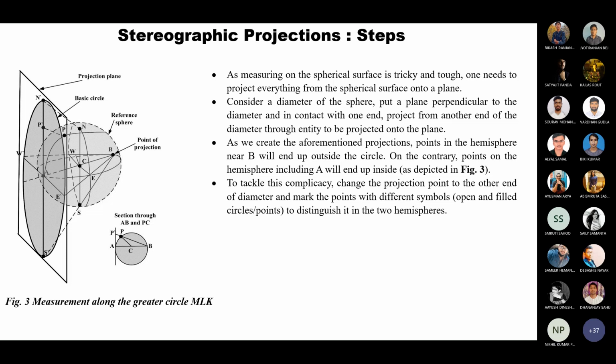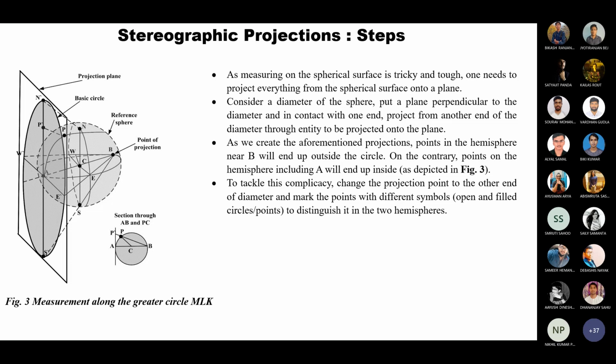As we create the aforementioned projection, points in the hemisphere near B will end up outside of the sphere. I already told that that's why one hemisphere one should consider. On the contrary, points on the hemisphere including A will end up inside. If you look at figure number 3, to tackle this complication, change the projection point to the other end of the diameter and mark those points with a different symbol, maybe open or filled.